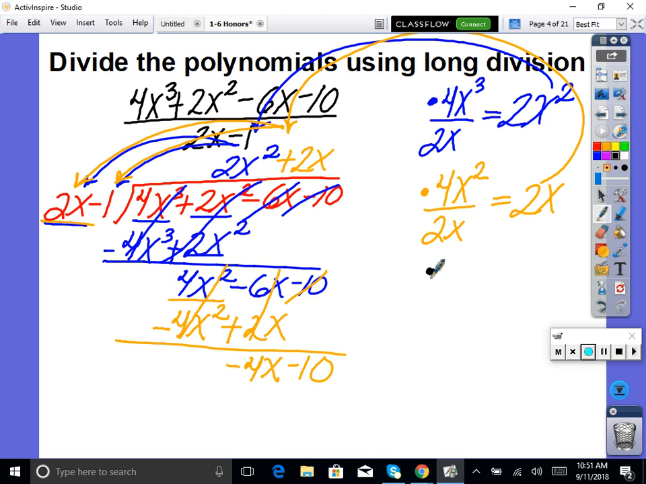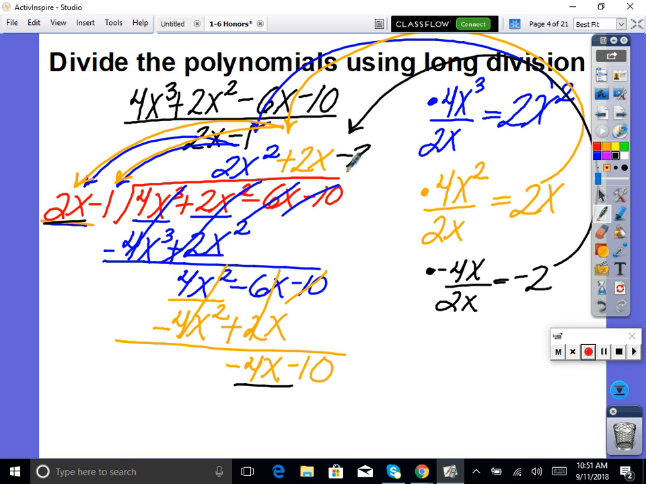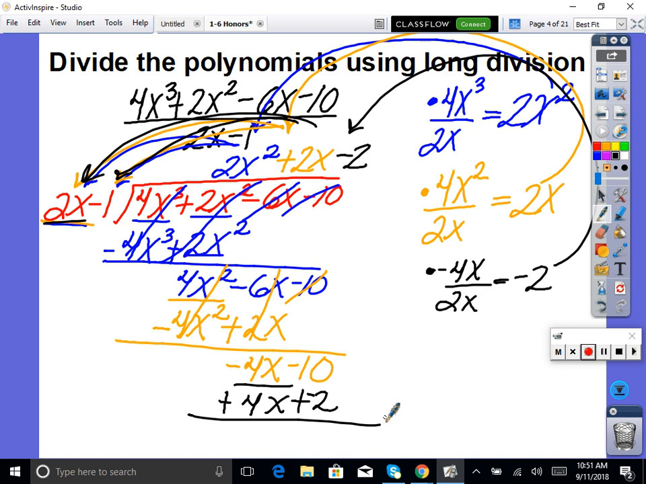So leading term, negative 4x. And we're going to divide it by 2x, which is negative 2. So that's part of our answer. Negative 2. Then you're going to multiply that back down. Negative 2 times 2x is negative 4x. Negative 2 times negative 1 is positive 2. Then we change the sign, add straight down. So we get negative 12.